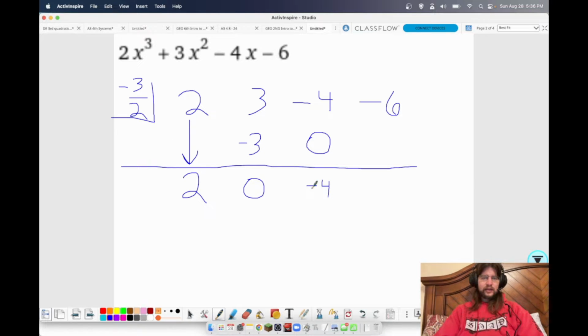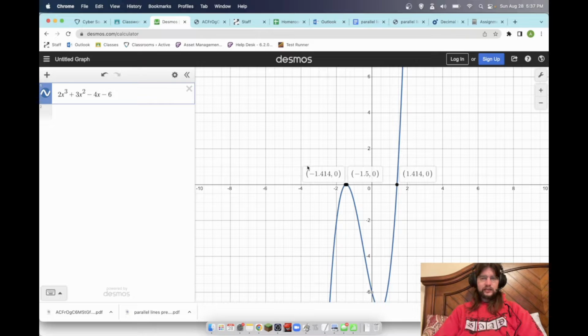Multiply. Negative 3/2 and negative 4 make positive 6. And again, use your calculator. Combine, you get 0. If you don't get a 0 right here, you messed up. Start over. This is your remainder. We know it's going to be 0 because we graphed it and we found that the negative 1.5 was a root.